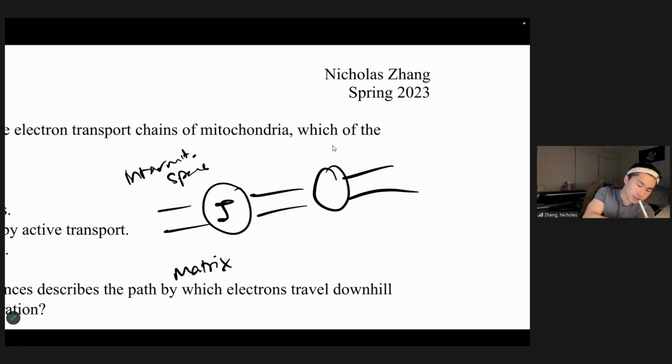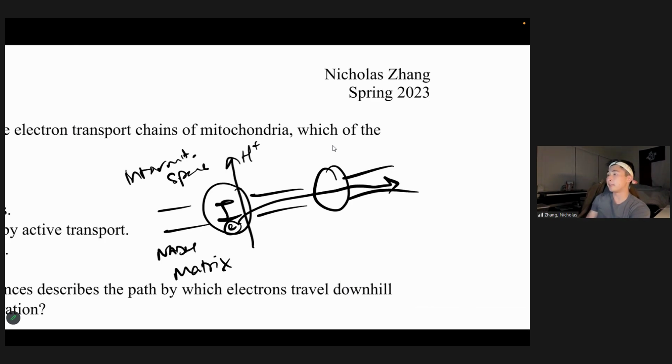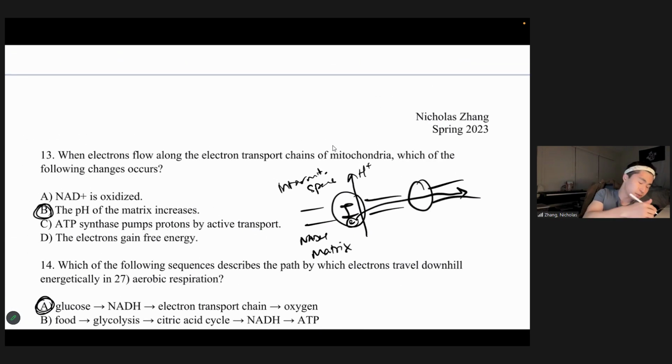So if we were to say this is complex one, our NADHs are dropping off electrons at this site, and then they're moving across like this. That movement across the complex, the energy that you get from that, is used to pump hydrogens out into the intermembrane space, right? So yeah, that's basically what the question is asking.